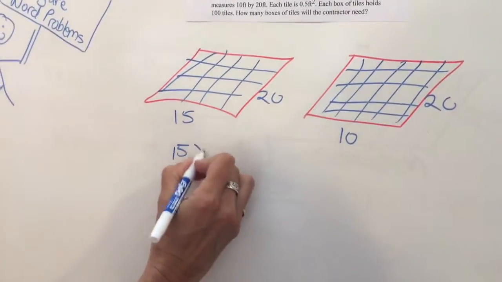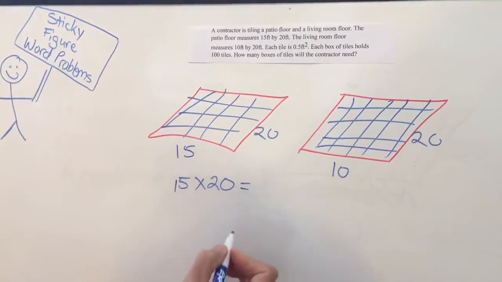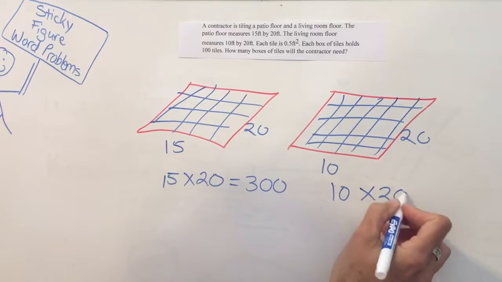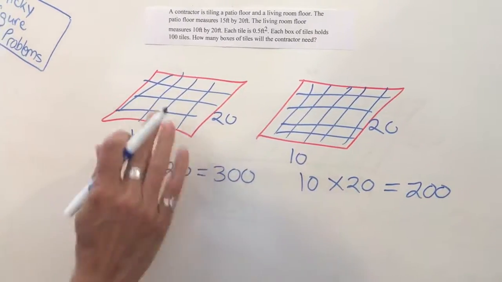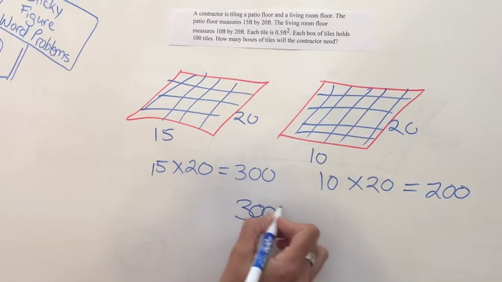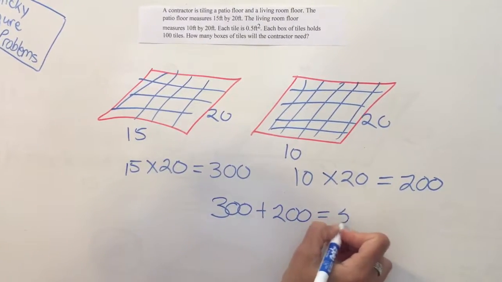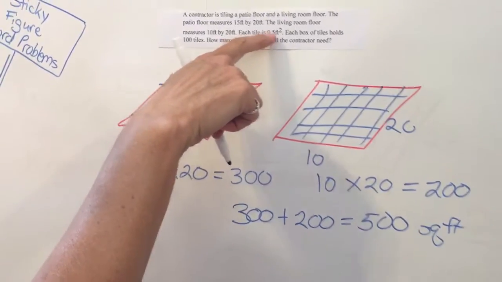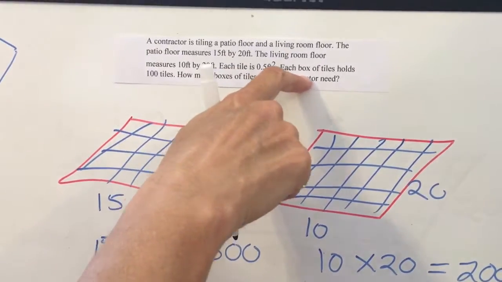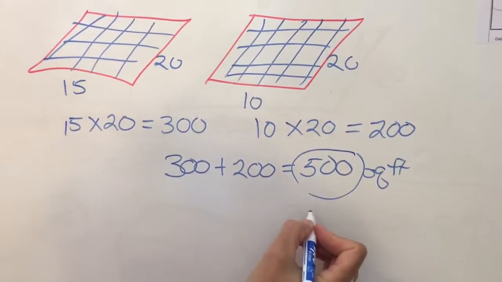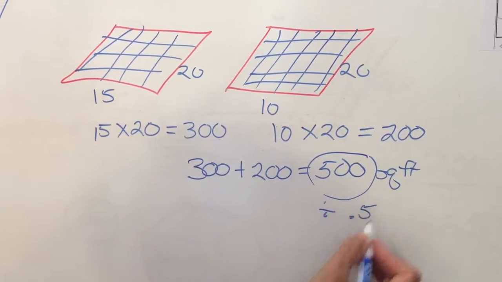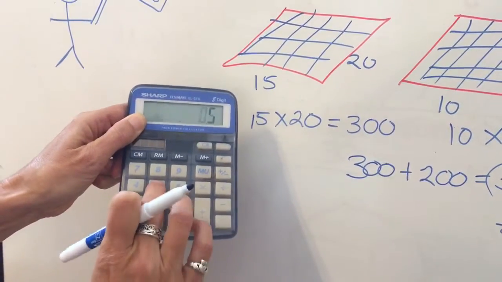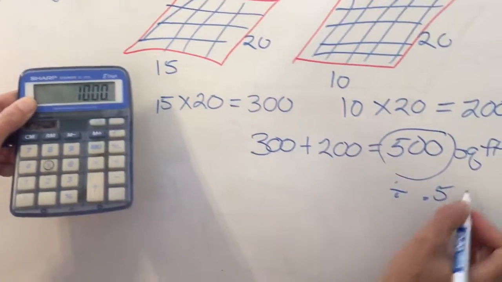We know we have that patio, 15 by 20, which is going to equal 300. And we know we have that living room, which is 10 by 20, which equals 200. Since we're using the same tile, we're going to add those together. So we're going to need 500 square feet of tile. But wait a minute, each tile is only half a square foot, which means I have to take this number and divide it by 0.5. So in our calculator, 500 divided by 0.5 is going to equal 1,000 tiles.